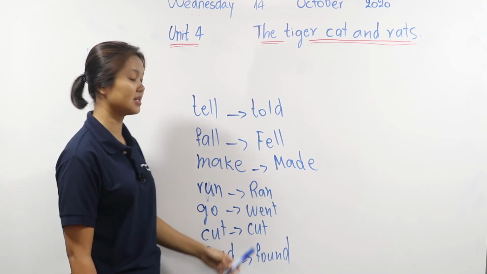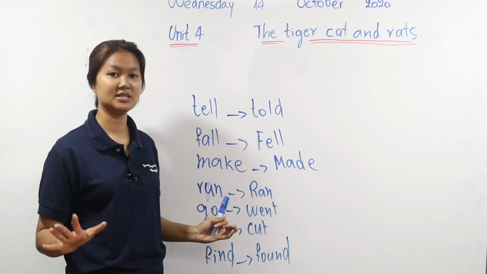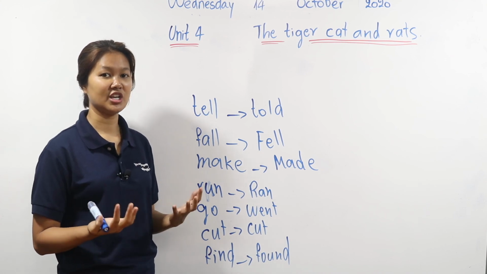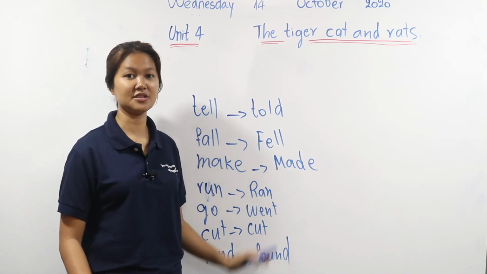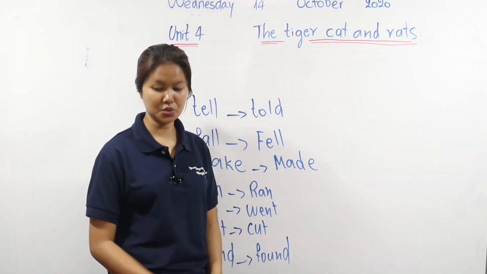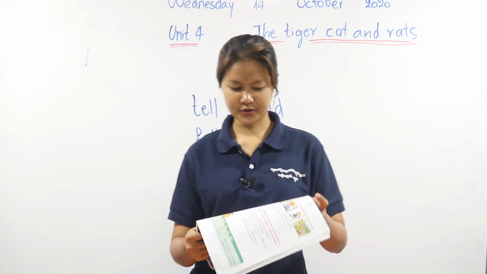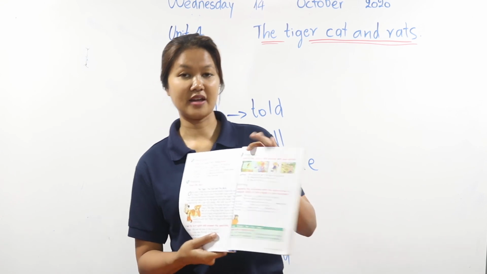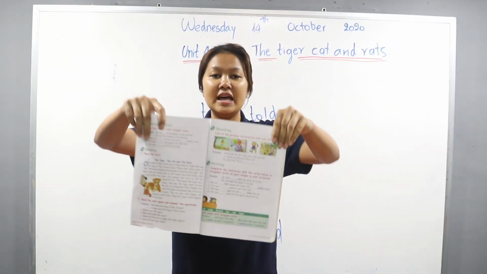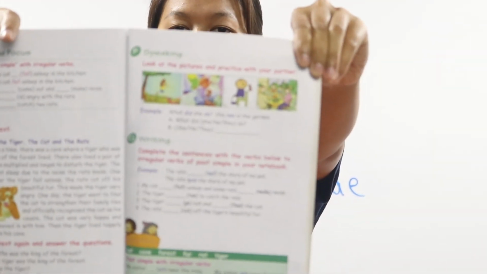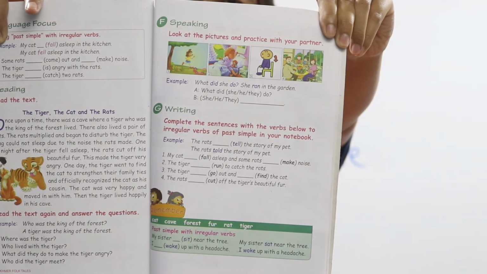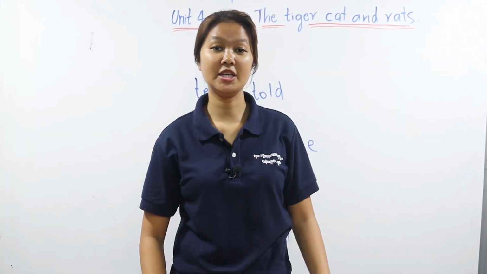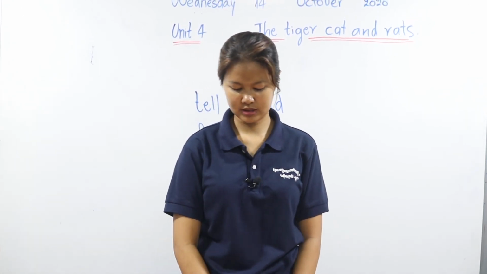Here cut is just the same. The word cut doesn't change anything. Please remember these irregular verbs so that you can do your assignment. Now I will show you letter F. Look at the picture, practice with your partner. And letter G, make sentences using the irregular verbs. If you want to copy, just pause the video and then you can copy.